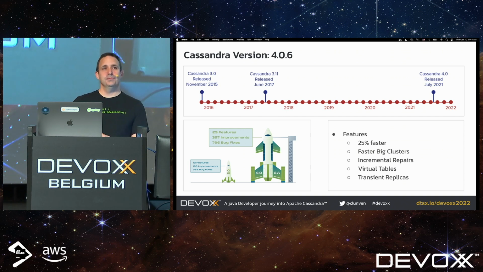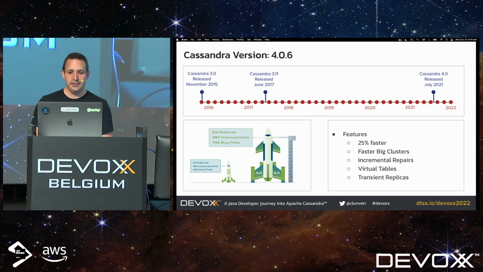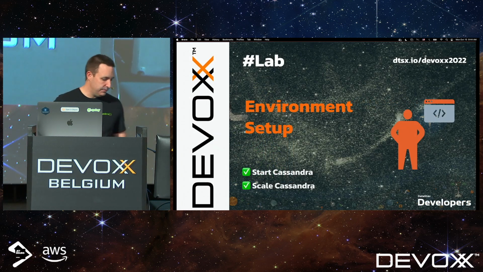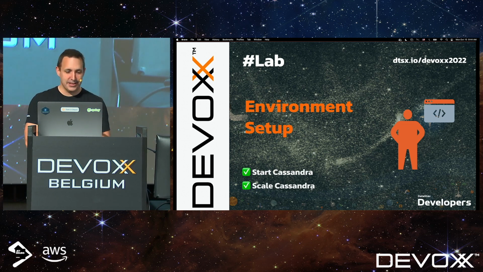And 4.2 will be next year. Maybe a 5.0 if we introduce some breaking change. But again, I will come back to that later. Okay, 15 minutes in. A lot of slides already. So let's start the Cassandra cluster.